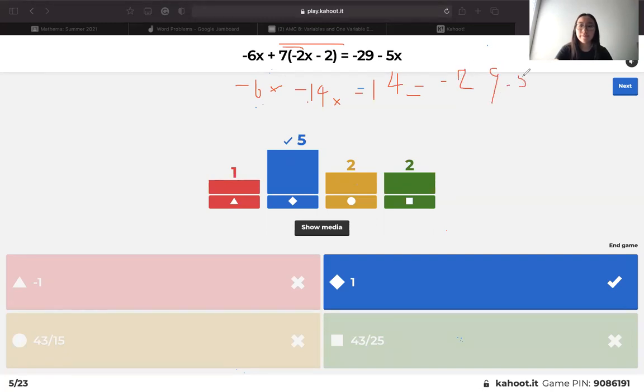minus 5. And then now what you do is you combine like terms and you isolate all the variables on one side. So then this ends up being negative 15x on this side if you add 5x to both sides, and then you also add 14 to both sides, so this equals -15. Divide both sides by -15 and you get 1.